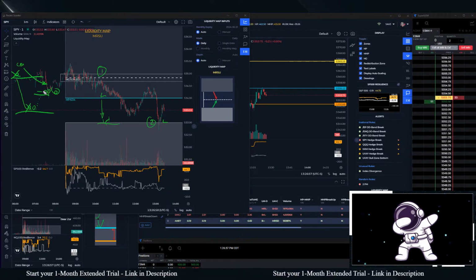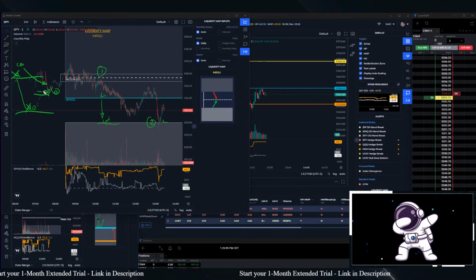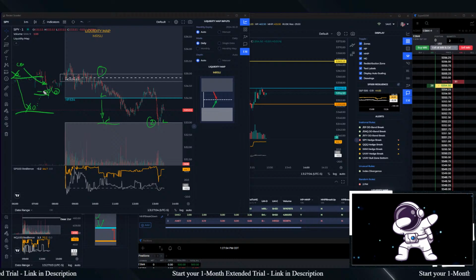Does that make sense? So that's typically the way I do it. So if there are 2 really close trades by each other, I take one, I take the other.